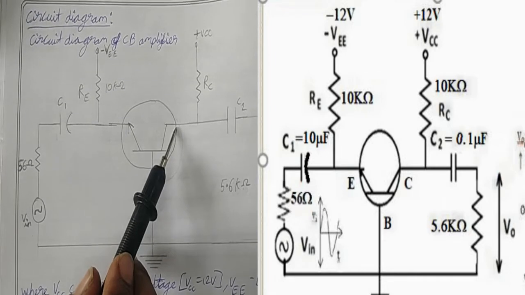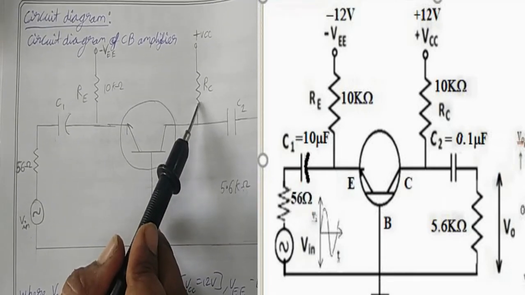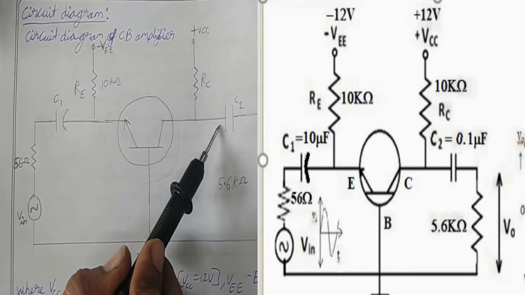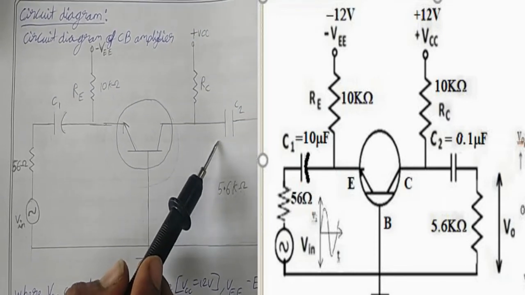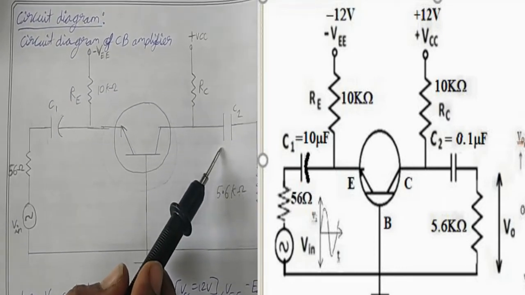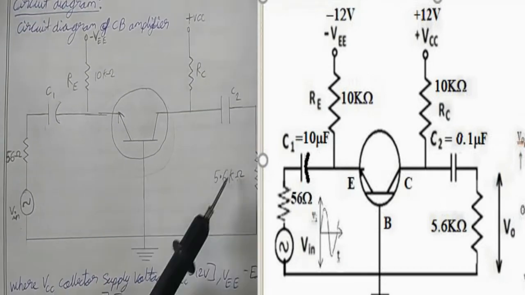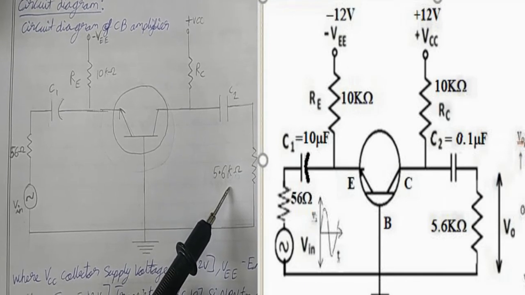Whereas at the collector side there is RC, which is also 10 kilo ohm, and a non-electrolytic capacitor. Here however we can connect. I'll show these two connections while connecting the circuit. Then from this collector to the base we are connecting 5.6 kilo ohm.